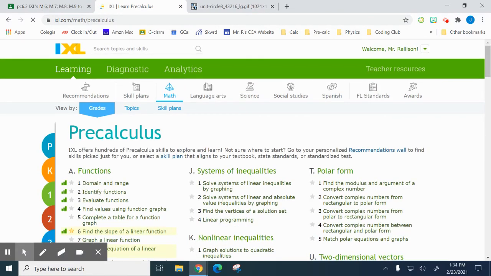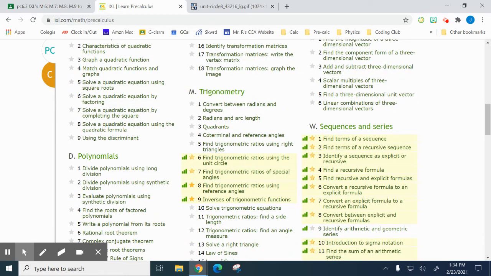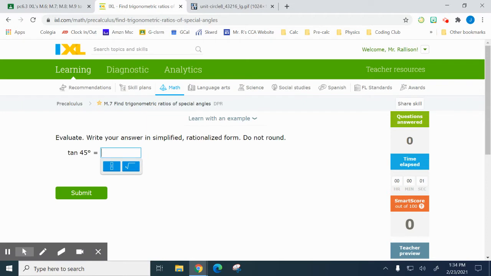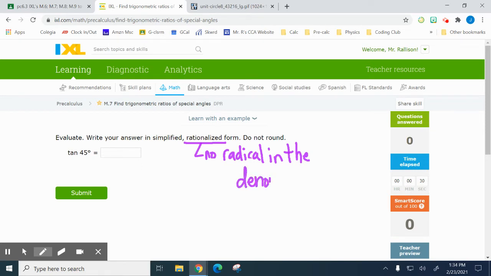Hopefully we can do this without finding trigonometric ratios of special angles. Okay. So we didn't even need the unit circle for that, did we? So now we will probably need our unit circle, and that's okay because we have our unit circle. Evaluate. Write your answer in simplified, rationalized form. So rationalize, that means no radical in the denominator.